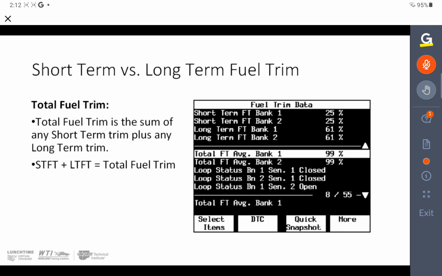The total fuel trim average is the average over a period of time. And that's why we say short-term and long-term added together is total fuel trim. And if you do the math here, you'll see that the total fuel trim that's being displayed at the bottom does not equate to what short-term and long-term is showing at the top, because what's being shown at the top is immediately, and what's being shown for the total fuel trim is the average over a period of time.